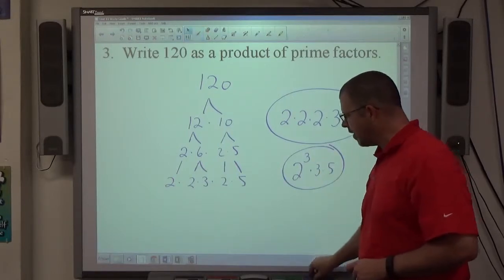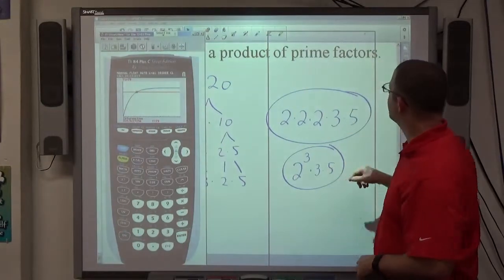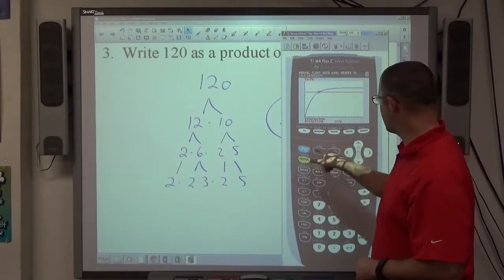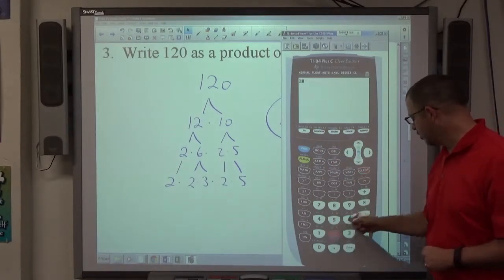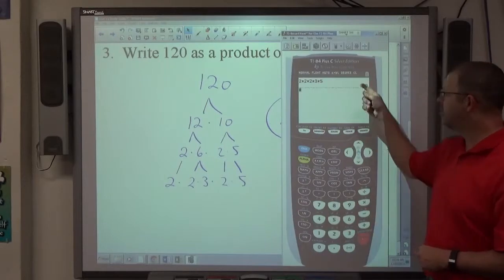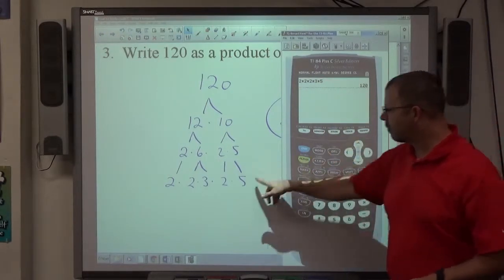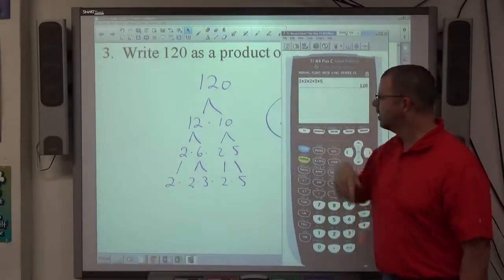All you have to do to verify that you got this problem right, which isn't very hard to do, and you guys usually have extra time in class when you're done with the test anyway, so I'd recommend this: just type in your final answer, 2 times 2 times 2 times 3 times 5 equals, and it should be the number you started off with. All these numbers should be prime numbers. So if you have all prime numbers and the product is the right number, you have the right answer.